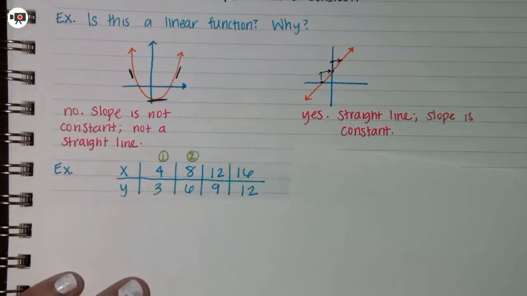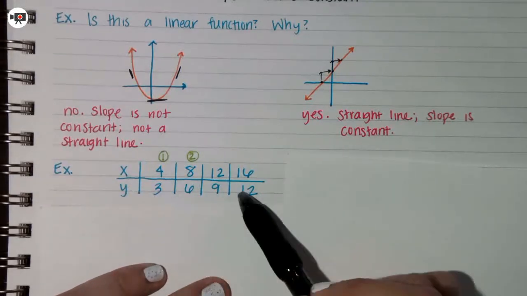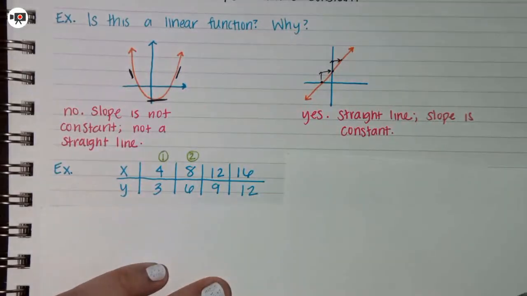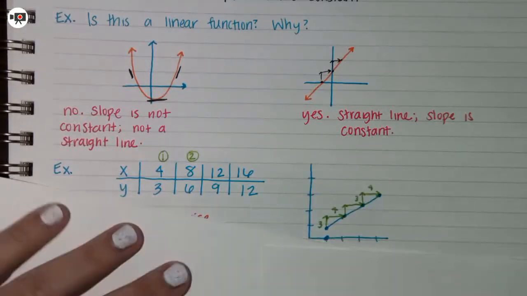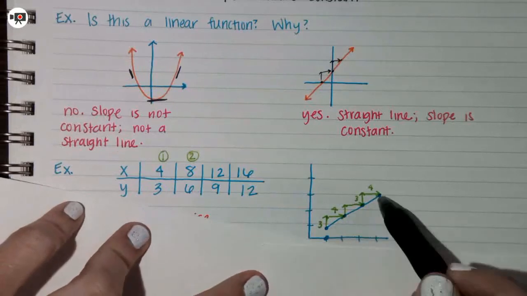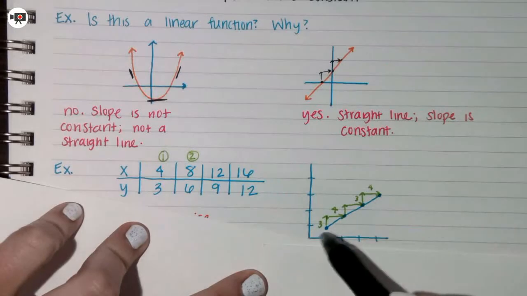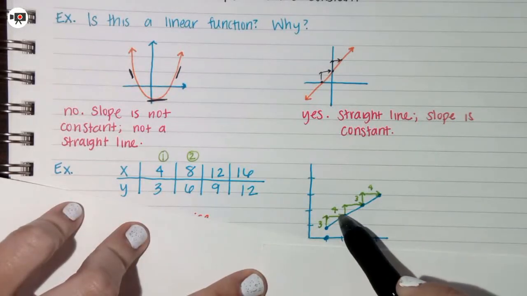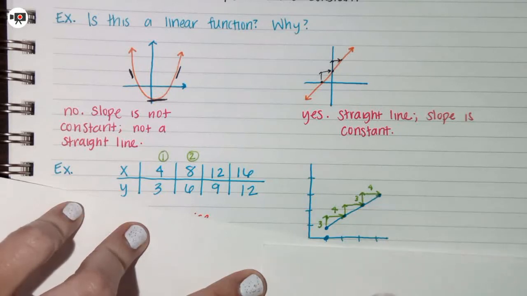Okay, now if I give you a table of values, I have x and y coordinates. Is this linear or nonlinear? I can graph it, and in my graph, I'm going to have this blue line here, and we can find our slope. Our slope is rise over run, and to get from one point to the next, I go up 3 to the right 4, up 3 to the right 4, up 3 to the right 4.